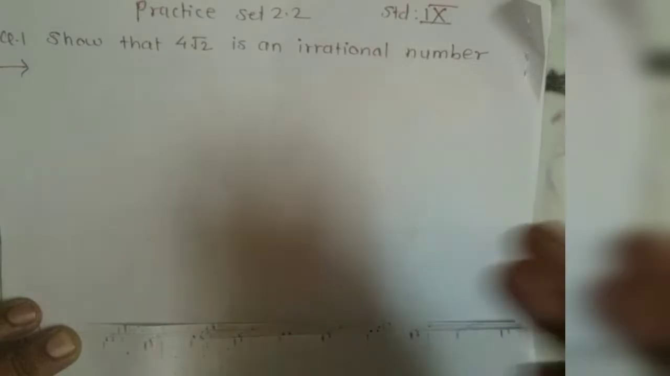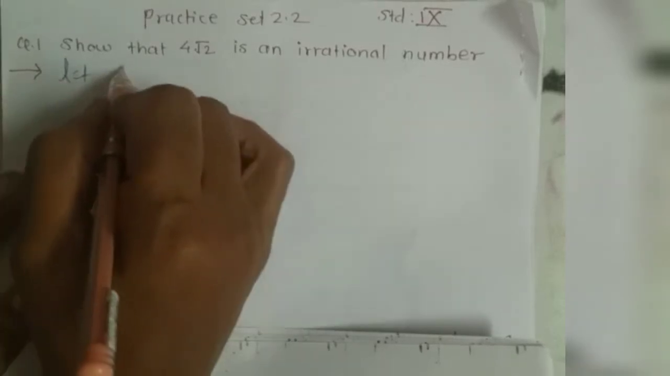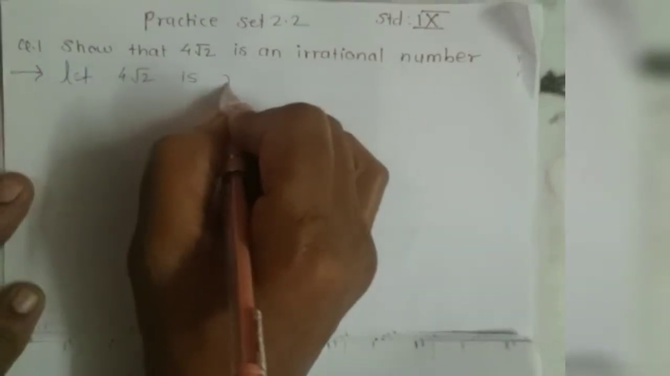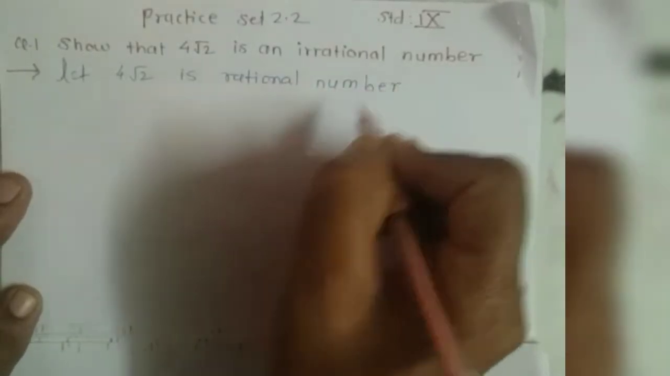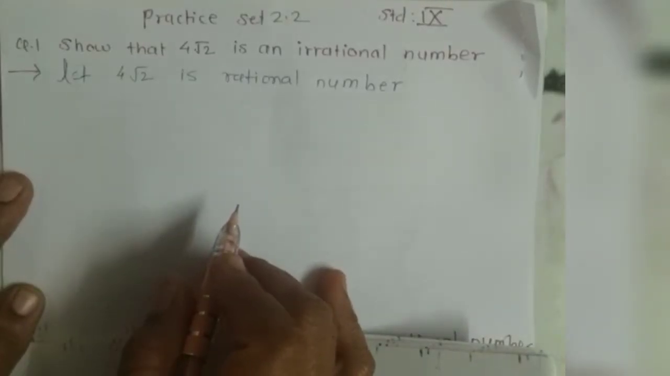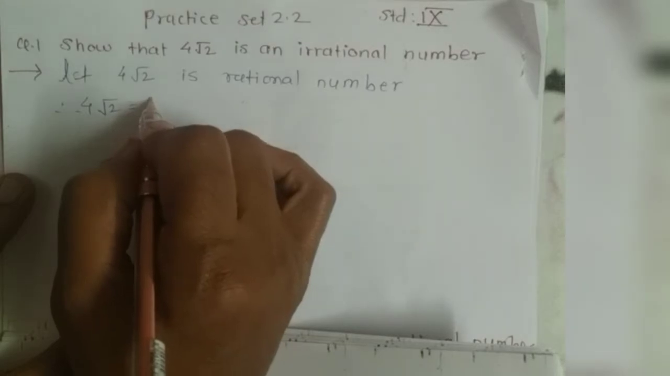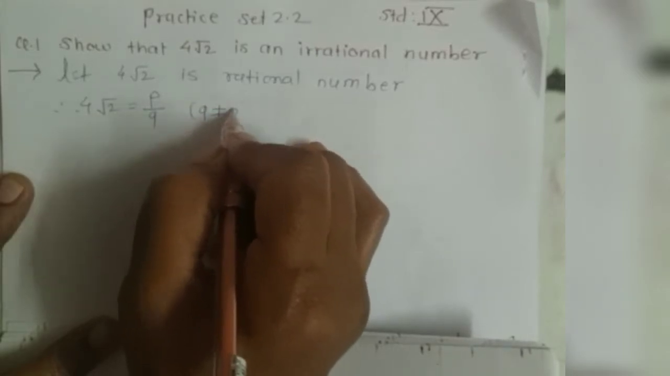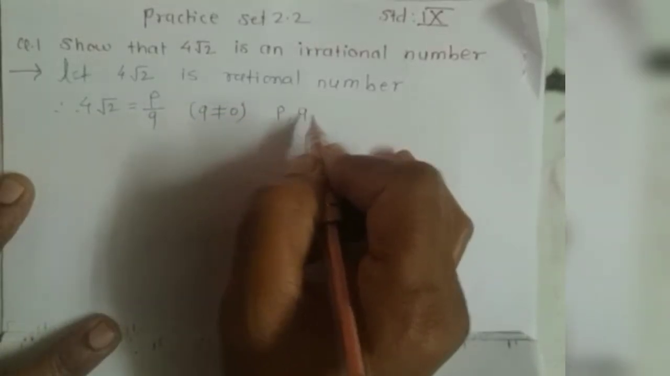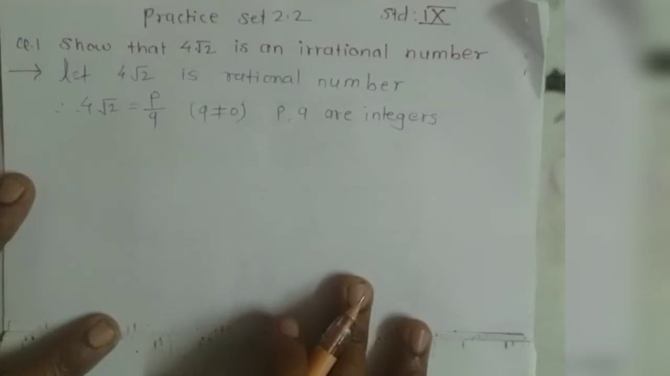In the first step we assume, let 4 root 2 be a rational number, and the definition of rational number is that the number can be represented in the form of P upon Q. So this 4 root 2 can be represented in this way, P upon Q form, where Q is not equal to 0 and P, Q are integers according to the definition of rational numbers.